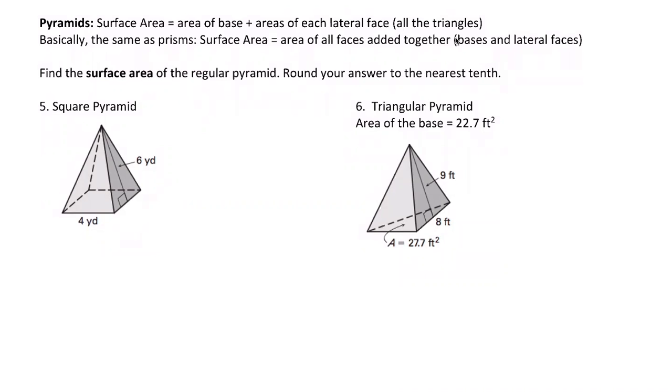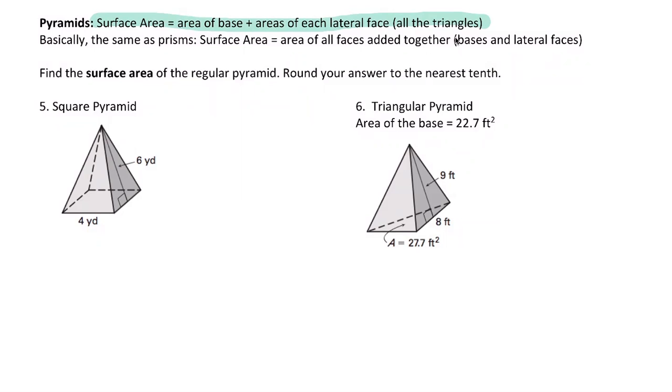So it's almost exactly like prisms because what we're going to have is the area of one base, right? Because pyramids sit on a base and then they go up to a point, usually at the top. Could be upside down, like an inverted pyramid. But they only have one base, and then we're going to have the areas of each of the lateral faces, which basically means all of the triangles that form that point at the top. Which, like I said, is just like what we did for prisms.